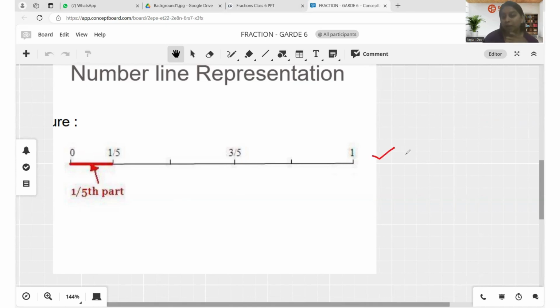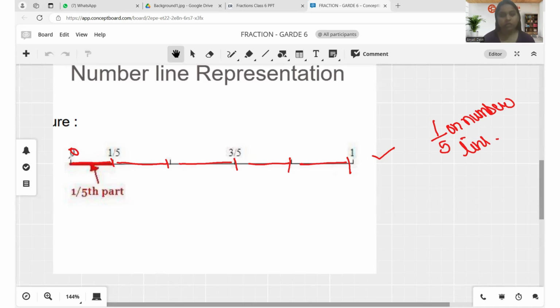Suppose you have this number line over here and I tell you that you need to represent 1 by 5 on the number line. Good. So what we are going to do is make a line and divide it into five equal parts. So we have one division, two divisions, three divisions, four divisions, and five divisions. How do we write numbers on it? So this is the beginning.